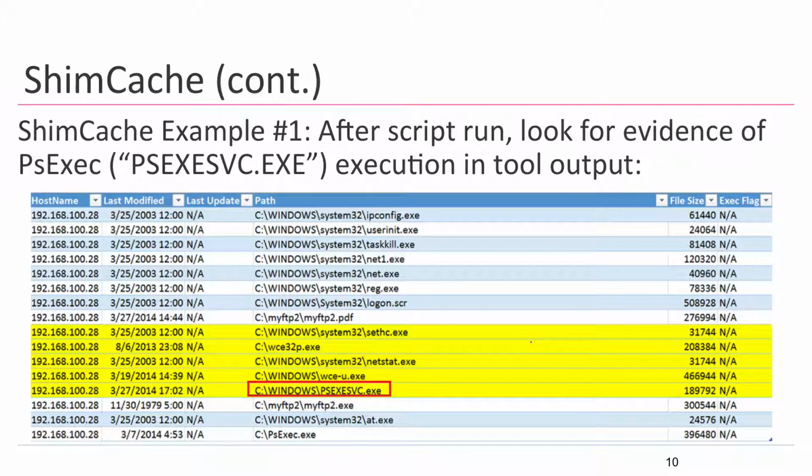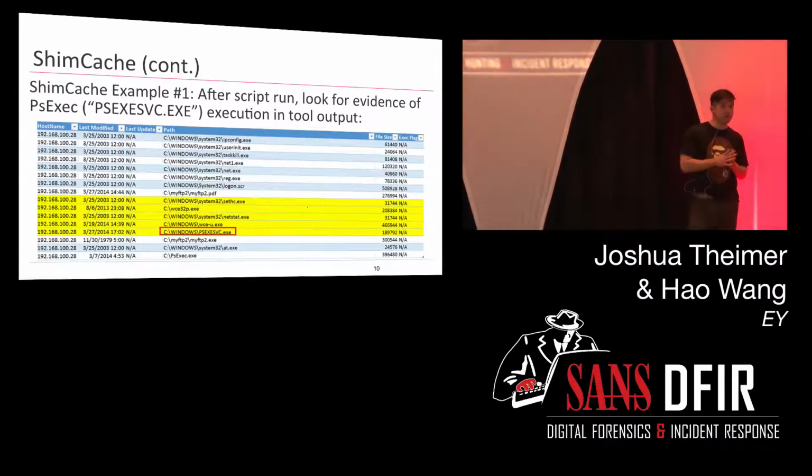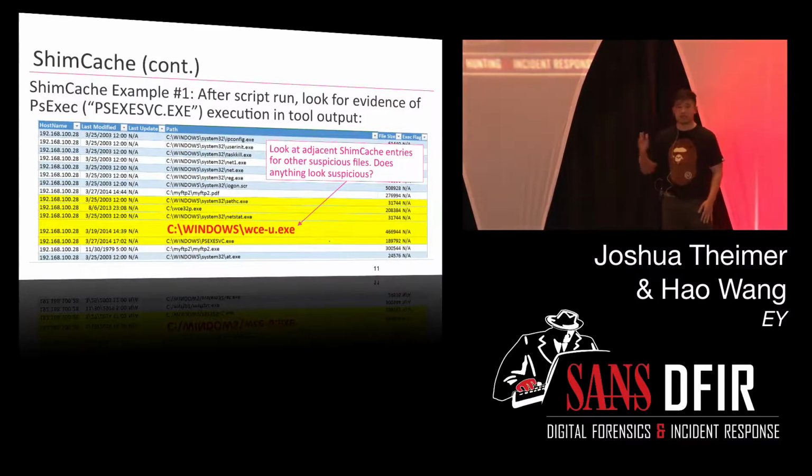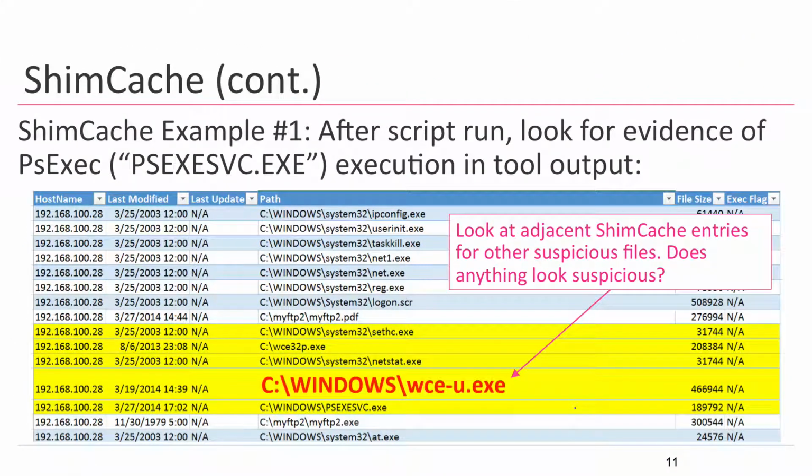There are a couple of reasons behind that. First, the service executable of PsExec is true evidence of PsExec execution on the target system. Most of the time, the modification date of the PsExec service executable is its creation time. What's more, the shim cache entries located close to the PsExec service executable are typically the binary files executed by PsExec. So from this one, we can see something called wc-u-exe was probably executed by PsExec, right?